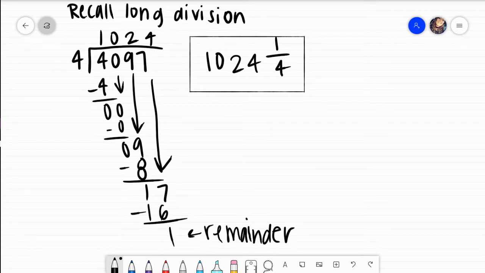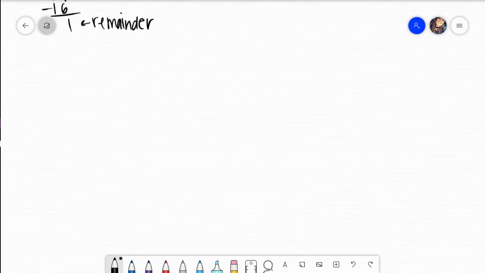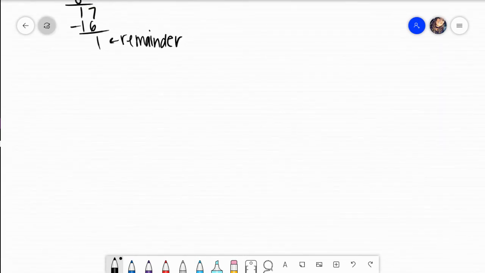That's saying how many times can 4 go into 4,097, or more simply put, 4,097 divided by 4 equals 1,024 1/4. Okay, so again, quick recall. Now, what we're going to do is actually look at polynomials, and we're going to do a very similar process.